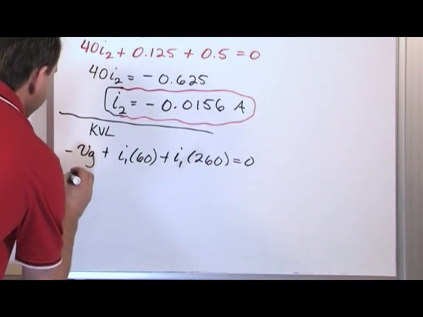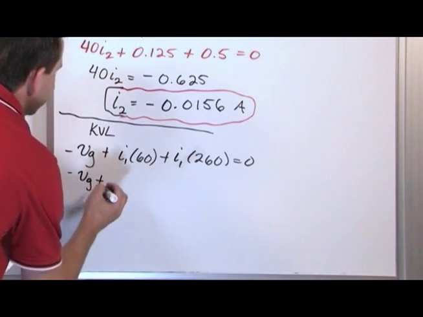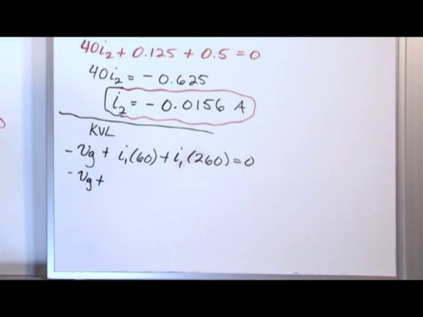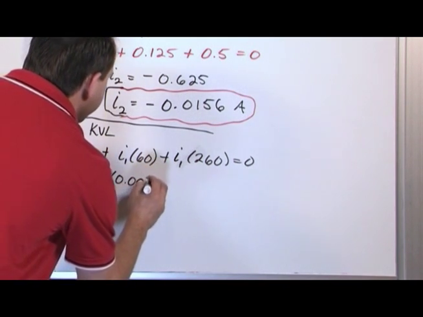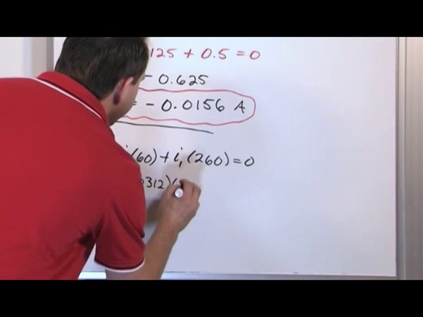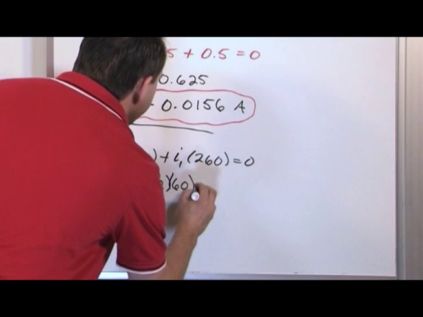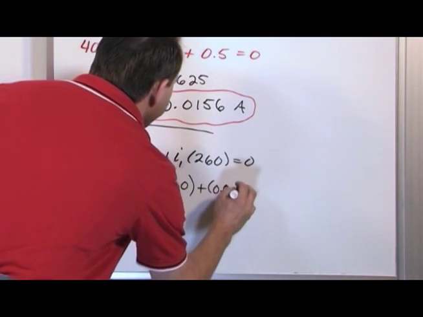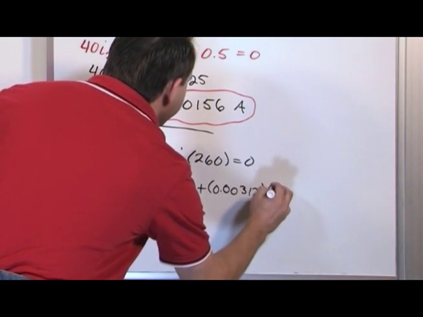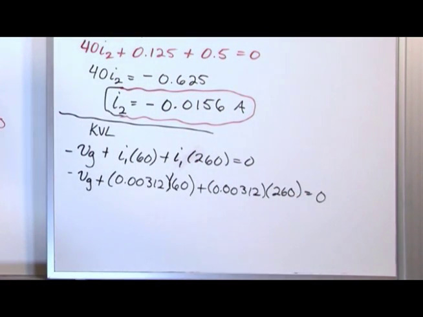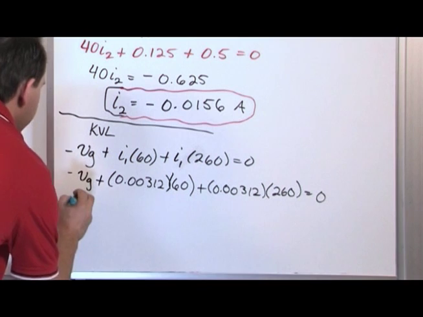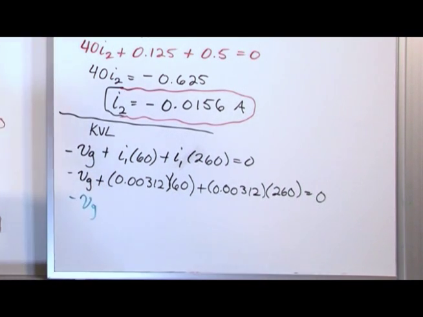So here what I'm going to have is negative VG plus I1, which is given to us. We just found it, 0.00312. So we'll have 0.00312 times 60 plus 0.00312 times 260 is equal to 0. We'll switch colors to break it up a little bit. Negative VG. Now what do you get here?